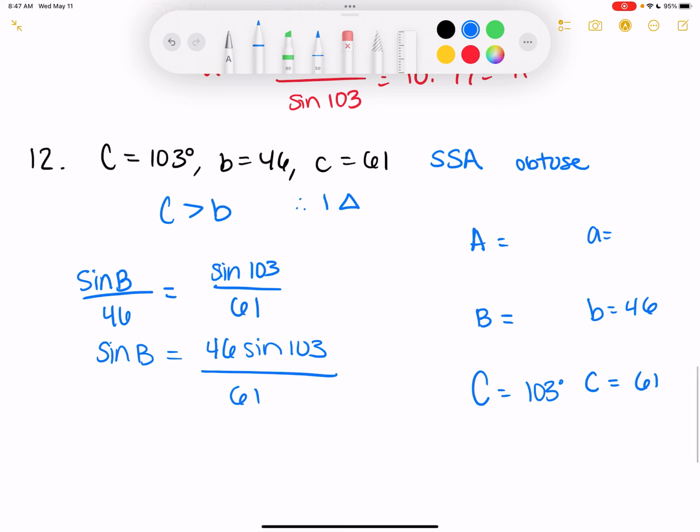If I want to get B by itself, what do I have to do? If I want to undo sine, I need to take the arc sine. Oh, that's right. So B equals the arc sine of 46 sine of 103 over 61. Is that whole thing in parentheses? Yeah, it is the whole thing in parentheses. You should be able to just type that whole thing into your calculator and it will give you the answer.